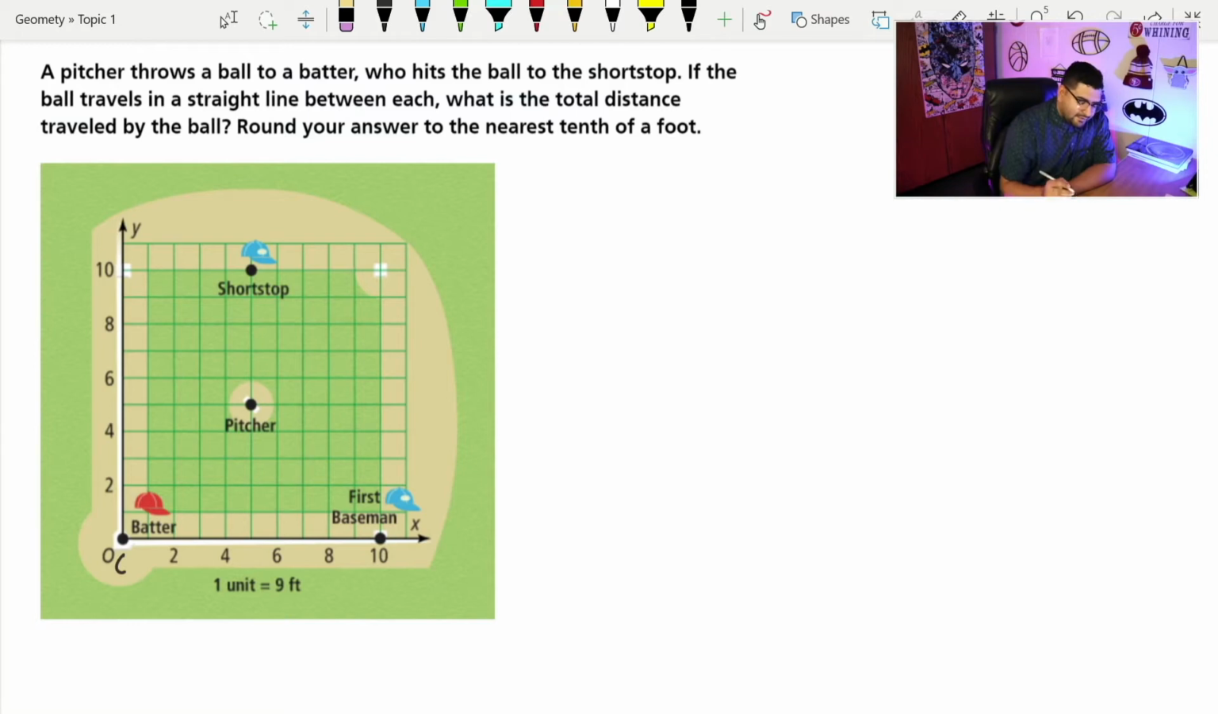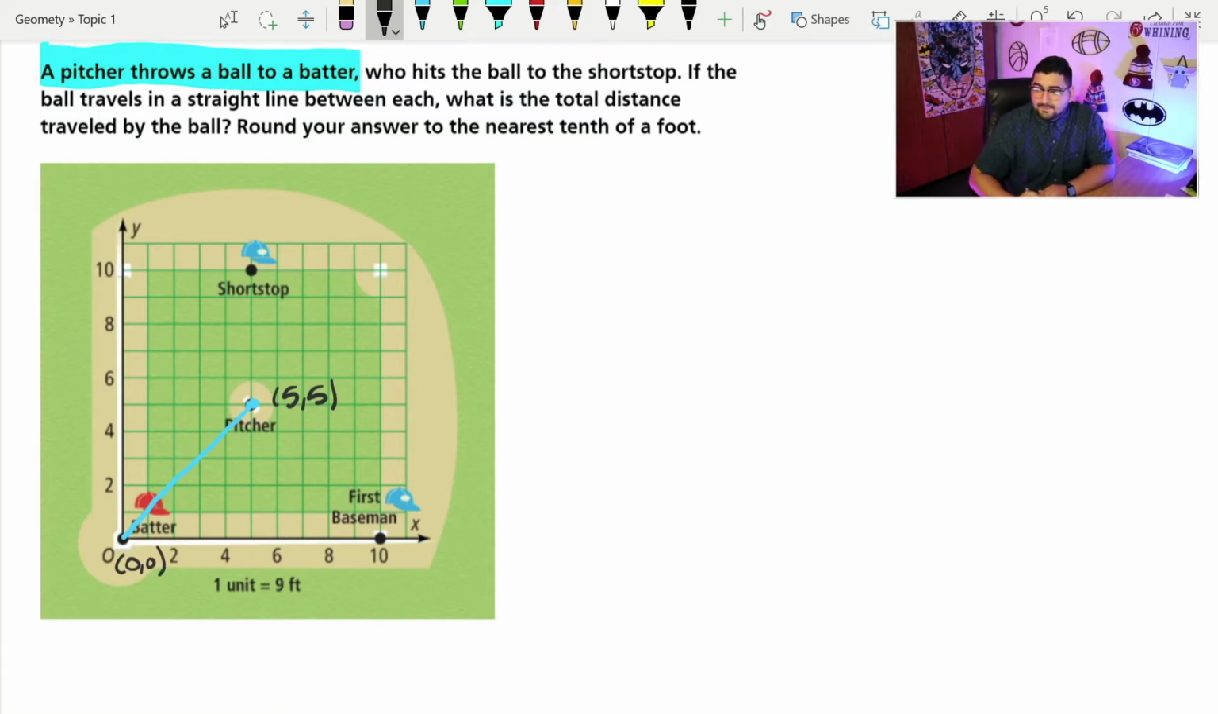First thing I like to do is reread the question and try to map out the distance traveled by the ball. It says a pitcher throws the ball to a batter, so the ball went from the pitcher to the batter. I'm going to mark those points. The pitcher is standing at (5, 5), and the batter is standing at the origin, which is (0, 0). Then the batter hit the ball towards the shortstop.